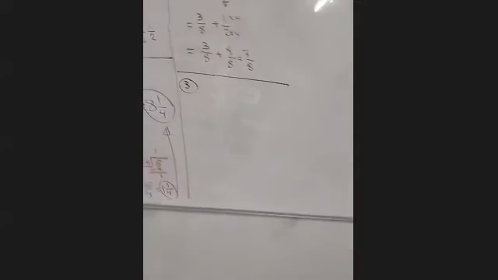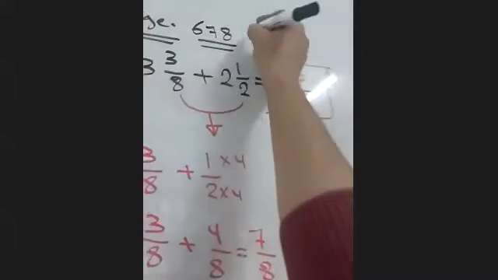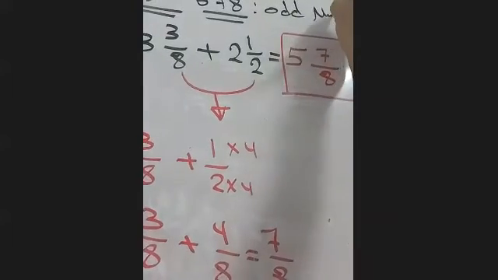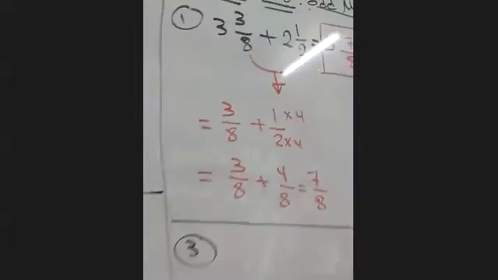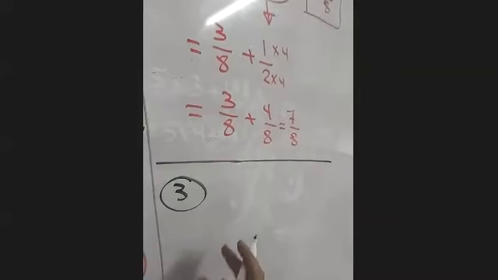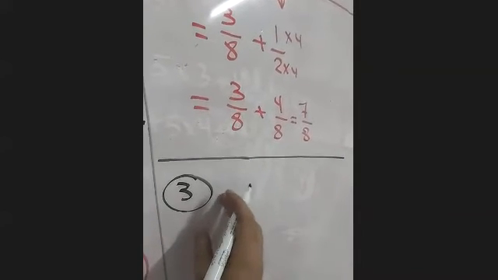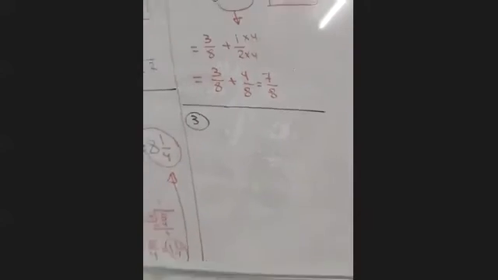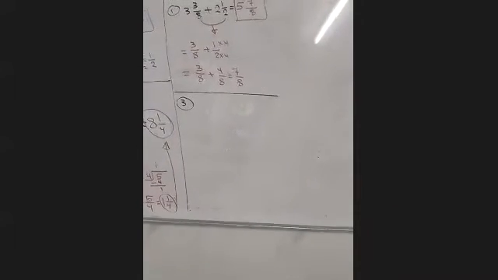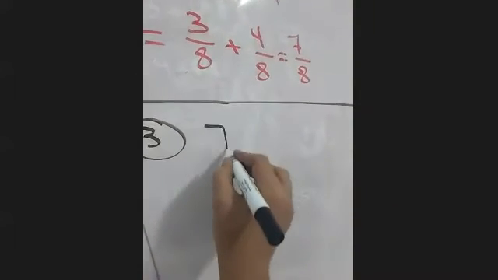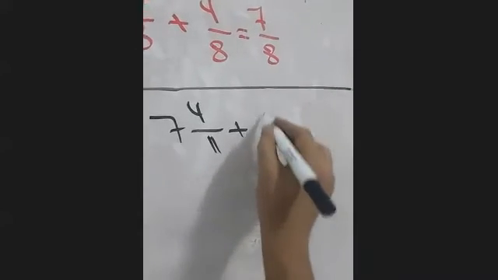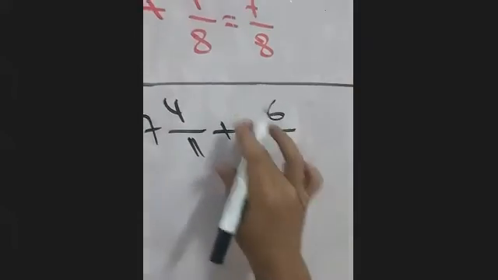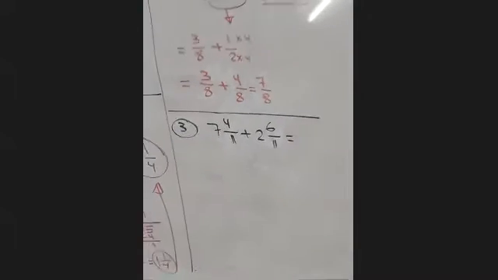7 and 4 over 11 plus 2 and 6 over 11. Guys, we are doing the odd numbers, okay? At home, you will practice on the even numbers. Don't forget that. We are on question 3. Read it again, Jalal. 7 and 4 over 11 plus 2 and 6 over 11. Yes, this is 2 and 6 over 11. Yeah, that's good.